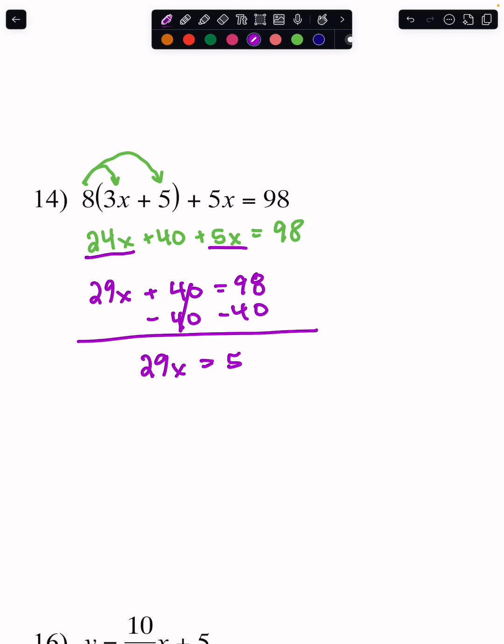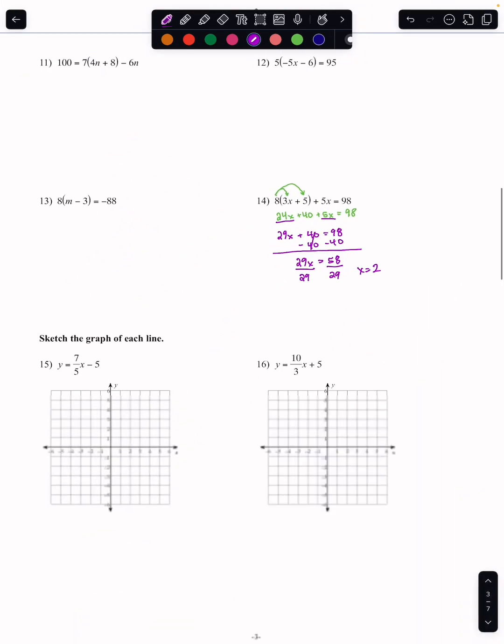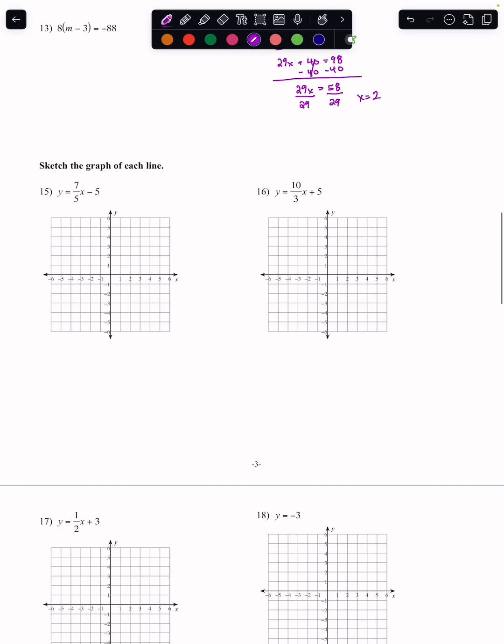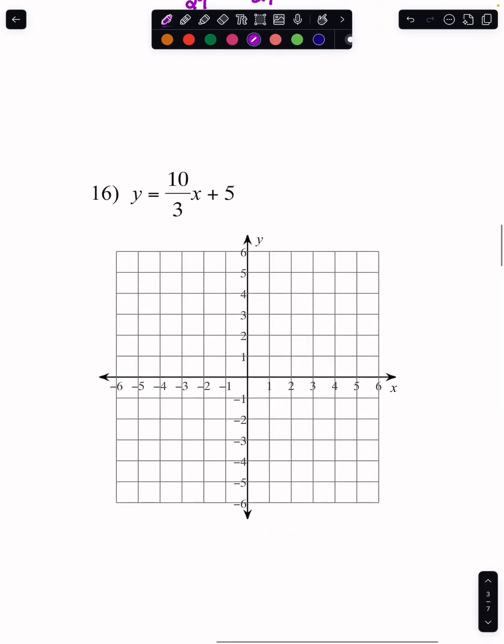Let's see what section do we have next. Oh, we got to graph the lines. Here we go. I'll go ahead and graph number 16, and I'll graph 18. 16. I got to identify my M, and I have to identify B. My M is 10 over 3, and B is a positive 5.